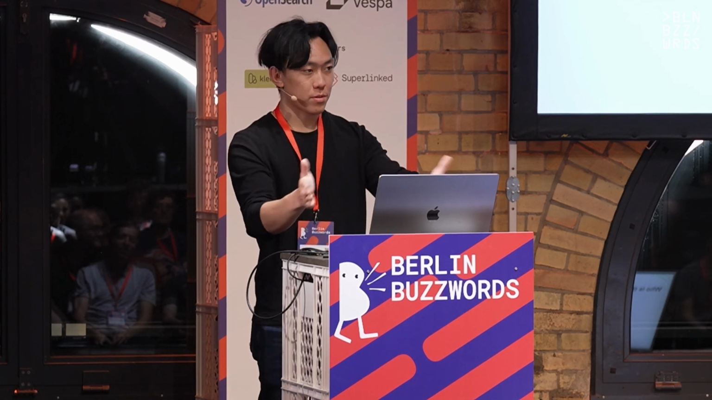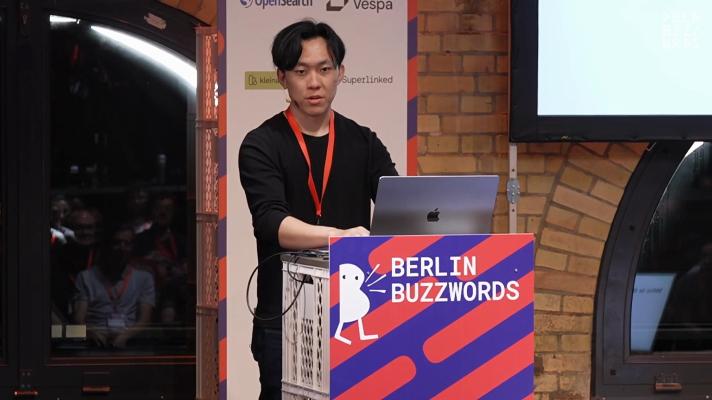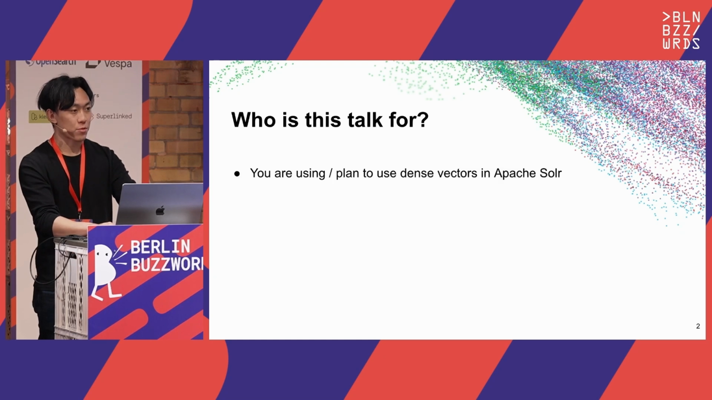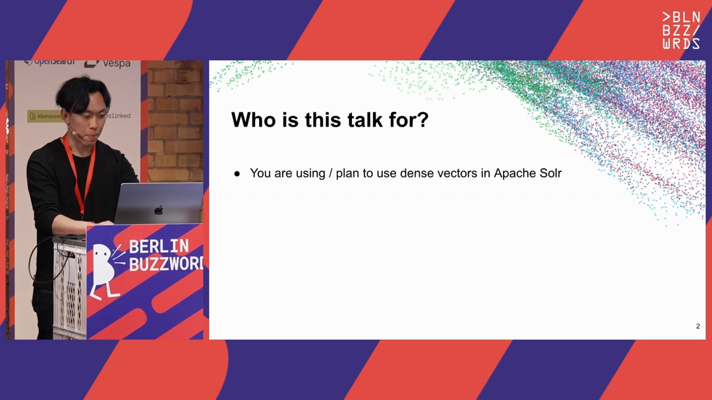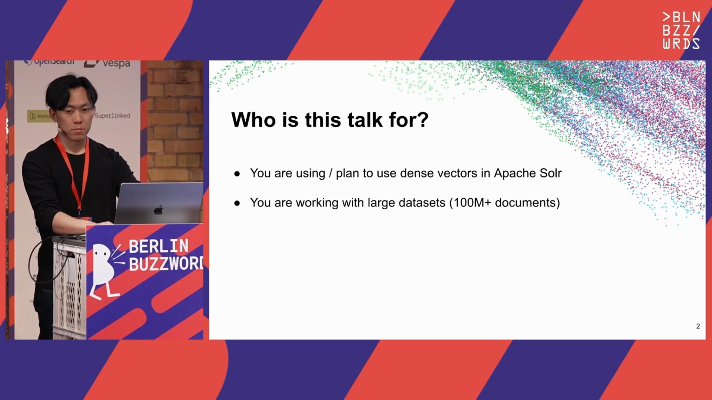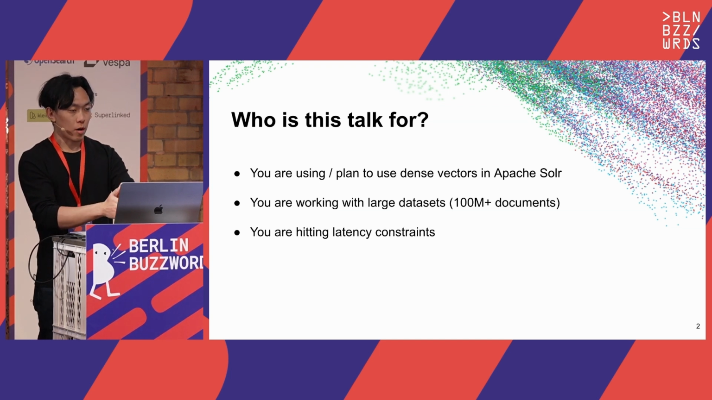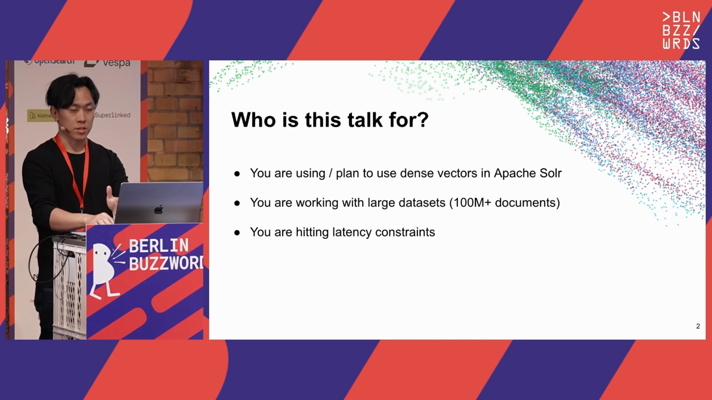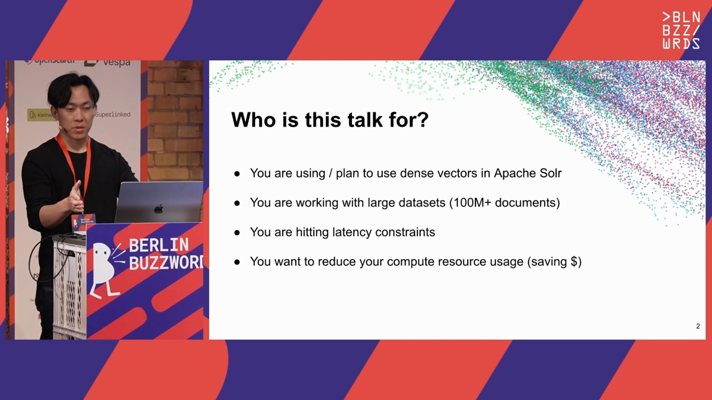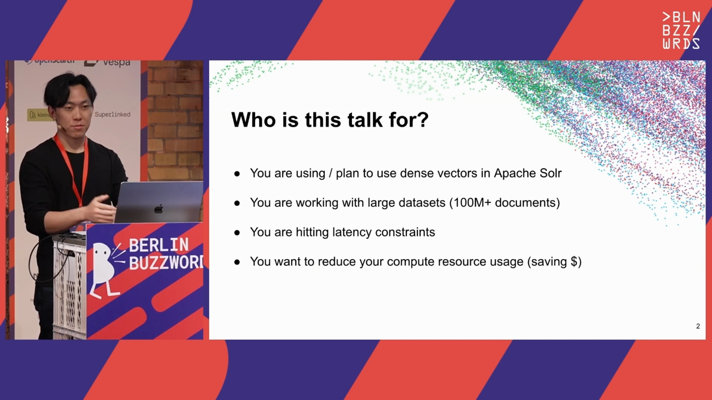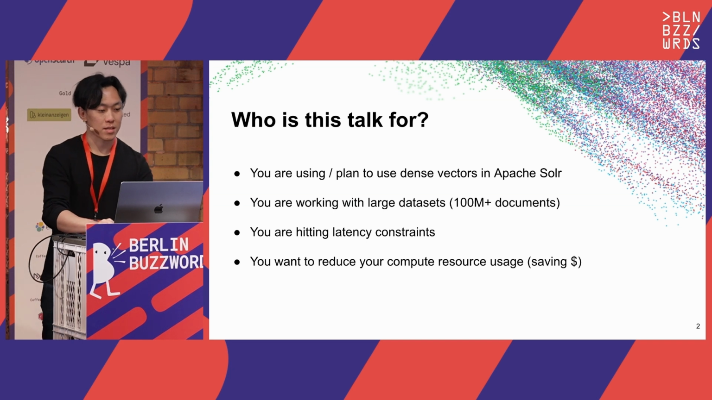So first off, to make sure that everyone is in the correct room, who is this talk for? Well, first and foremost, if you are currently using or plan to use dense vectors in Apache Solr, it's a great place to start. If you are working with a large data set, perhaps in excess of 100 million plus documents, perhaps you work on an application that has strict latency requirements, or your system is hitting latency as a bottleneck, or simply that you want to reduce your compute resource usage costs. If one or more of these apply to you, then that's fantastic. If none of these apply to you and you're just curious, that's also fantastic.